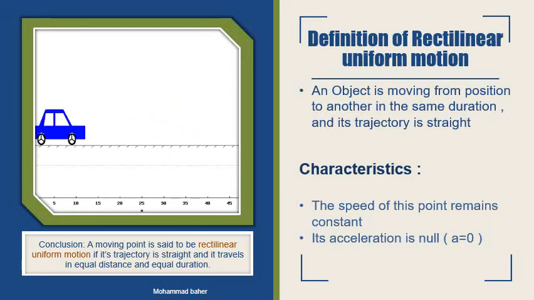The characteristic of this motion is that the speed of this point remains constant and its acceleration is null. Therefore, we conclude that a moving point is said to be in rectilinear uniform motion if its trajectory is straight and it travels equal distances in equal durations.